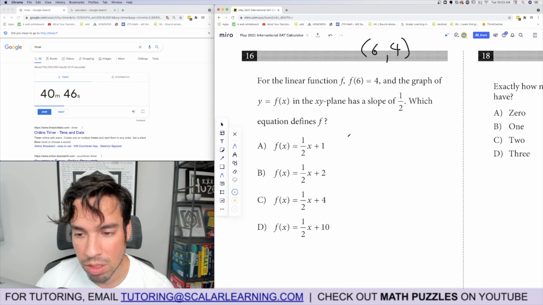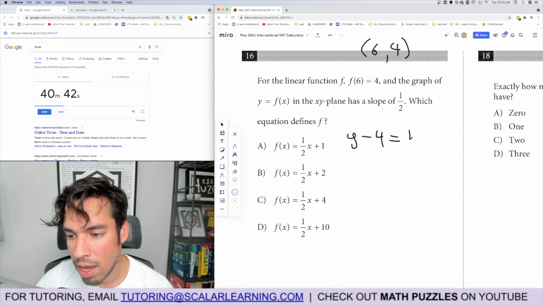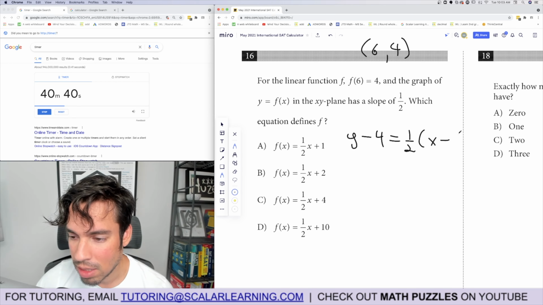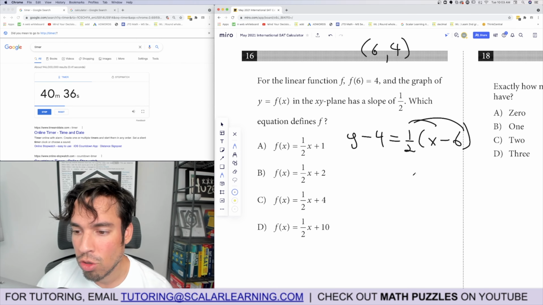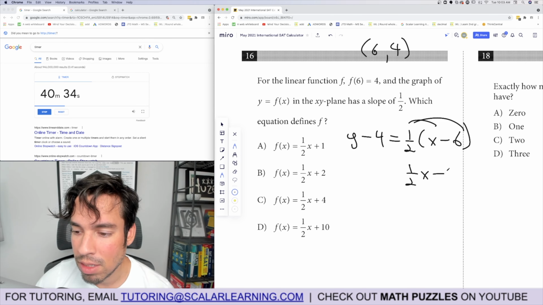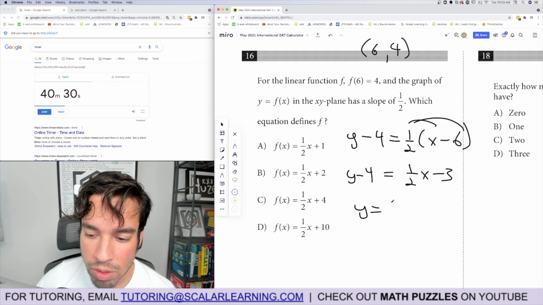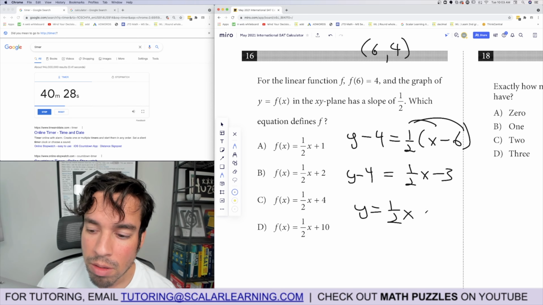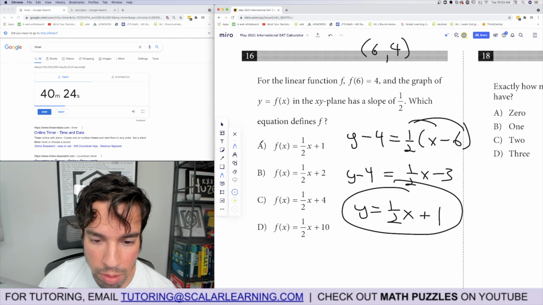Guess what? Let's use point slope. So y minus y1, which is 4, equals m, which is my slope, times x minus x1, which in this case is 6. I'm just plugging these in. Distribute. 1/2 x minus 3 equals y minus 4. Add 4 to both sides. y equals 1/2 x plus 1. And there it is, 1/2 x plus 1.